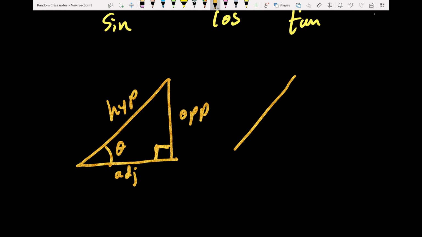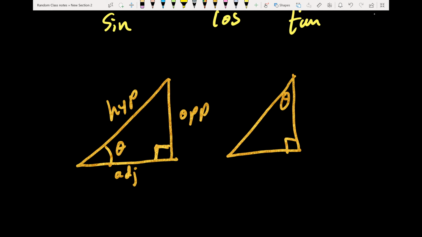What about for this triangle? Where's the opposite side? It's right over here, right? That's the opposite side, and this is the adjacent side. Adrian, are you questioning me? Okay, good.